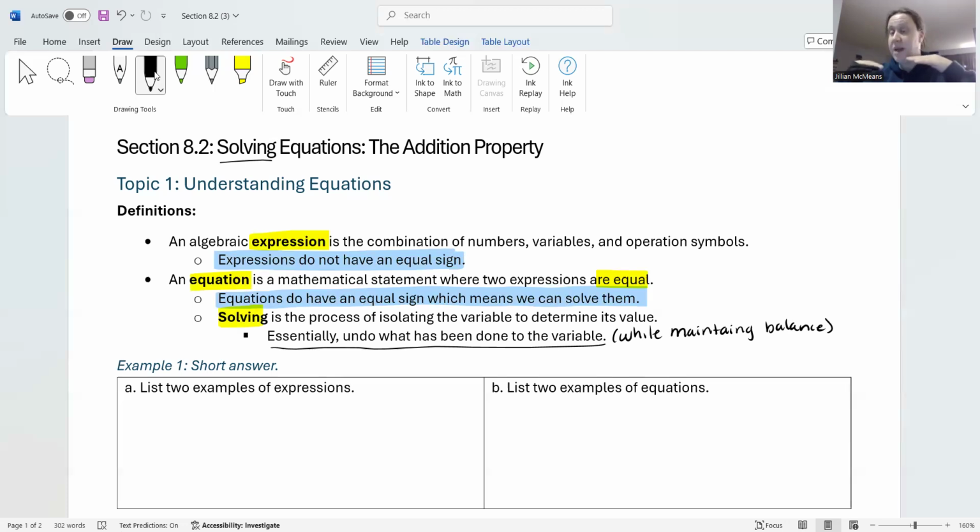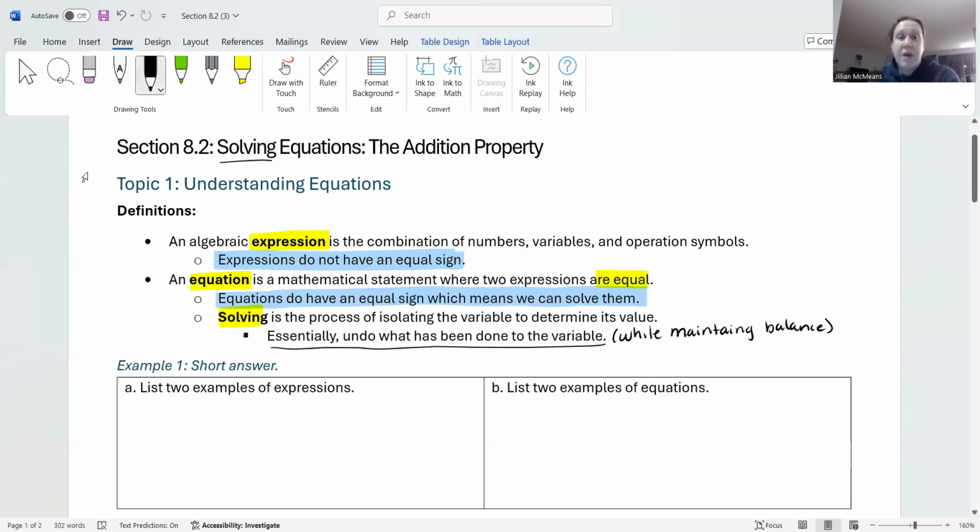So as we start taking steps to undo what has been done to the variable to isolate it, if we do something on one side, we have to do the same thing on the other side. That helps us maintain balance. So if we add or subtract on the left, we have to add or subtract on the right. And same thing, if we multiply or divide, we have to do it on both sides of the equation. So our job to solve is to isolate the variable, which means we undo what has happened to the variable and we maintain balance throughout.